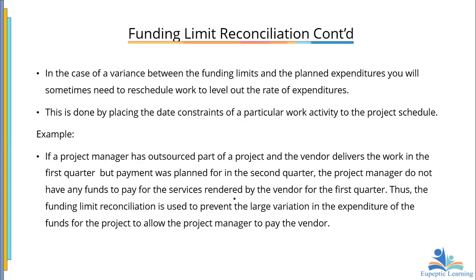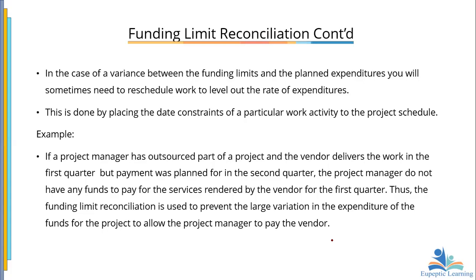So the funding limit reconciliation is used to prevent large variation in the expenditure of the funds for the project, to allow the project manager to pay the vendor. Okay. The project manager should not wait for that to happen. So you're going to take up some funds that will take care of all these. And so it has to be an agreement. At what point should you take money?